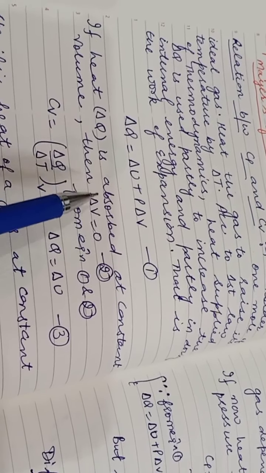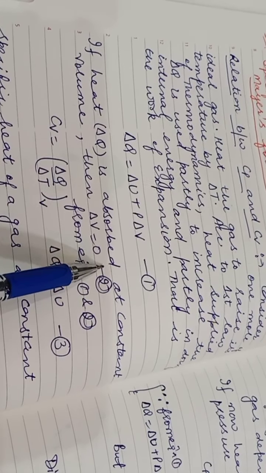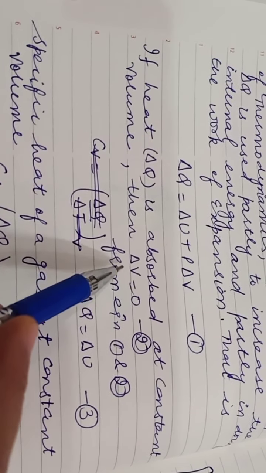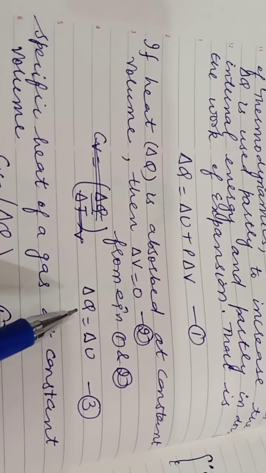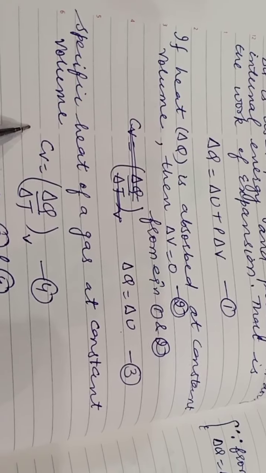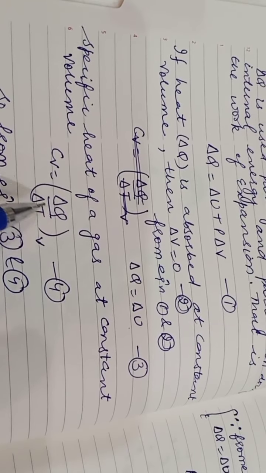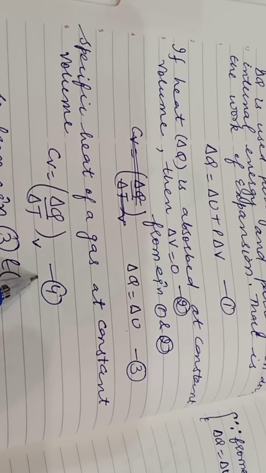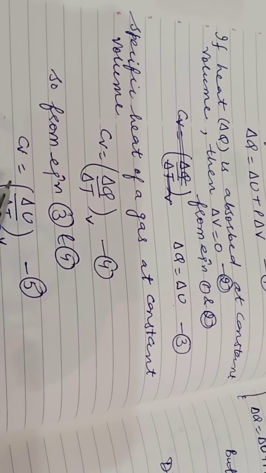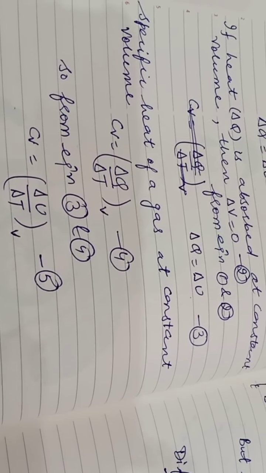So if delta Q is observed at a constant volume, then delta V is equivalent to 0, right? So put this value of delta V equal to 0 in this equation, so we get delta Q is equal to delta U. So according to definition of specific heat of a gas at a constant volume, Cv is equal to delta Q upon delta T at constant volume. Clear? So from equation number 3 and 4, we get Cv is equal to delta U upon delta T. Take this equation number 5.